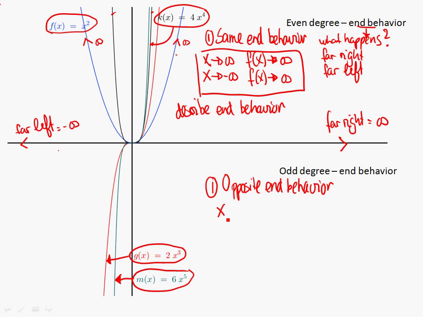So here, when x goes to positive infinity, what does the function do? The function is still going positive infinity. When x goes to a negative infinity, the function is also going to a negative infinity. Opposite directions.